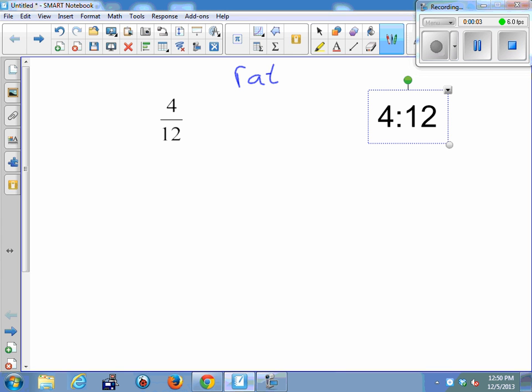All right, today we're going to talk about ratios, and we're going to get into proportions and geometric mean. But ratios are just comparing two numbers. So we have, in this case, 4 to 12. These are the two ways you can write it. You can write it as a fraction, or you can put this little colon in there.